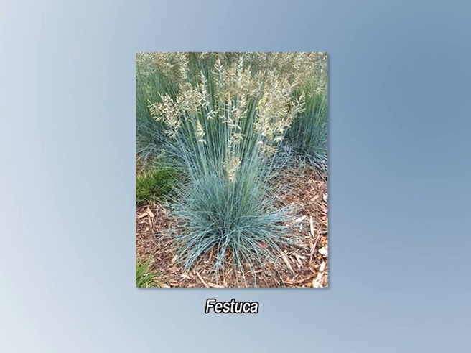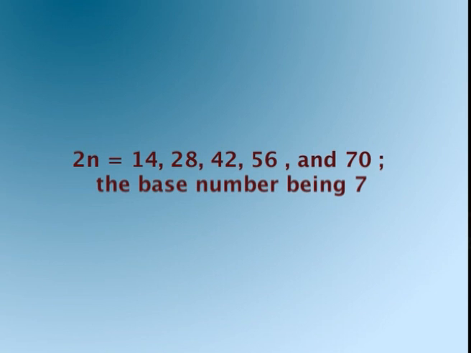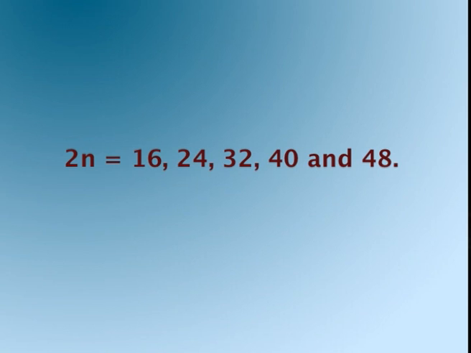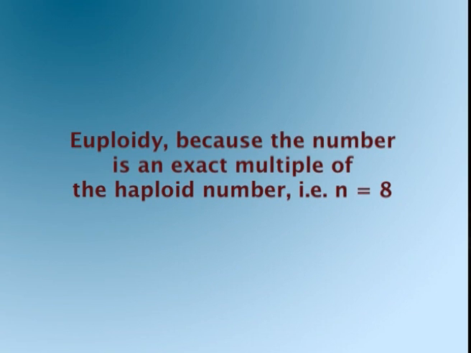Similarly, in the genus Festuca, there are species with 2n = 14, 28, 42, 56 and 70, the base number being 7. Another interesting example of polyploid series is found in the genus Pteridium, with 2n = 16, 24, 32, 40 and 48. This type of polyploidy is known as euploidy because the number is an exact multiple of the haploid number, that is n = 8.